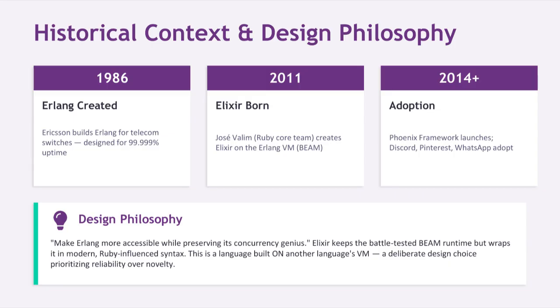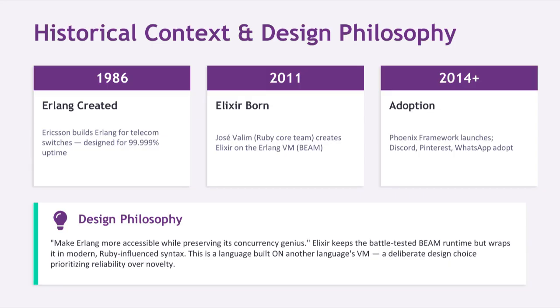That's when Ericsson, the telecom giant, created a language called Erlang. Their goal was brutally practical: build telephone switches that could handle 99.999% uptime. That's roughly 5 minutes of downtime per year. They weren't doing this for fun. Phone calls cannot drop, systems cannot crash, and Erlang was engineered from the ground up around that constraint.